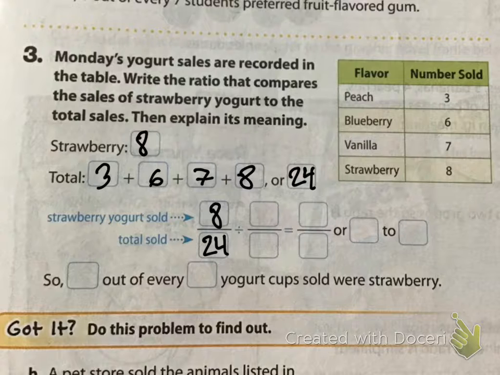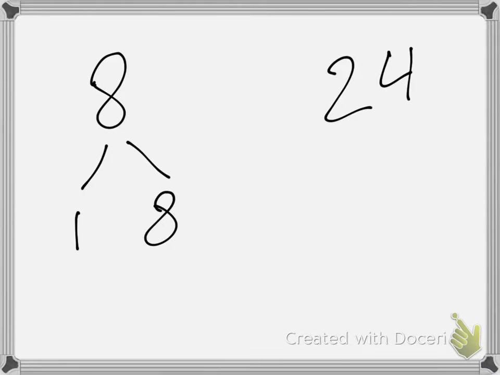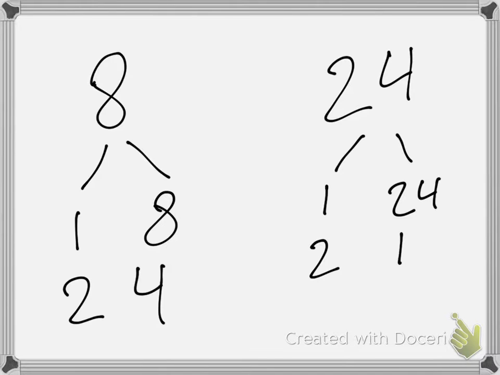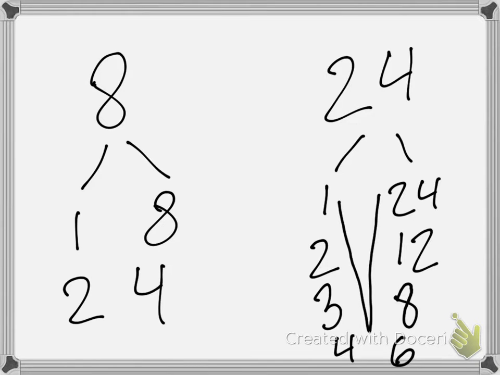Let's see. What's the greatest common factor, Anita? 8. So, if we did this, we look at the factors again. The factors of 8 are 1 and 8 and 2 and 4. The factors of 24: 1 and 24, 2 and 12, 3 and 8, and 4 and 6. Just as a hint, you guys, notice that our numbers got closer together as we went down. If you can't get any closer, you've gotten all the factors.